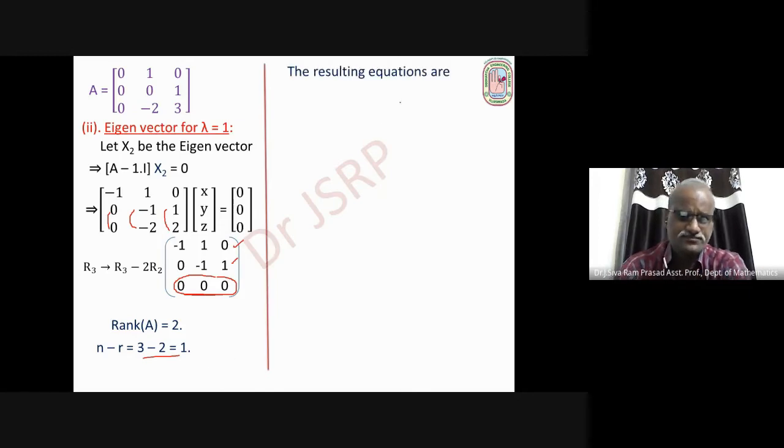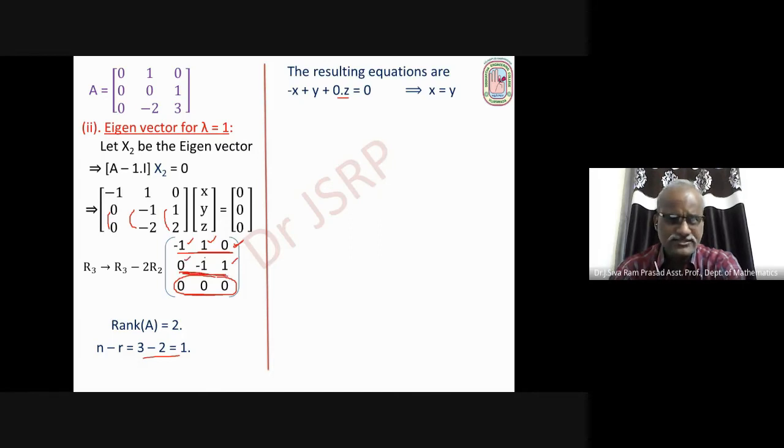So rank is 2. Number of variables is 3. So n minus r equals 3 minus 2, which is 1. So one variable can be chosen as arbitrary constant. Now write the resulting equations. Multiply the first row in the echelon form with the column vector x, y, z. So minus 1 into x plus 1 into y plus 0 into z equal 0. This becomes 0. So minus x plus y equals 0. From that, x equals y. Okay. Next, second equation. Multiply the second row in the echelon form with the x, y, z column.